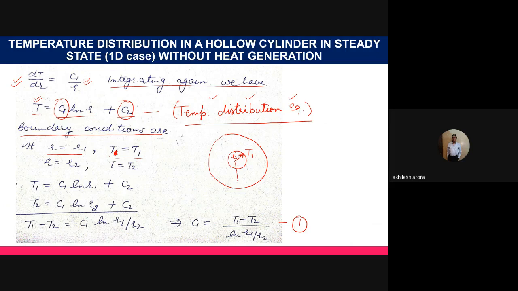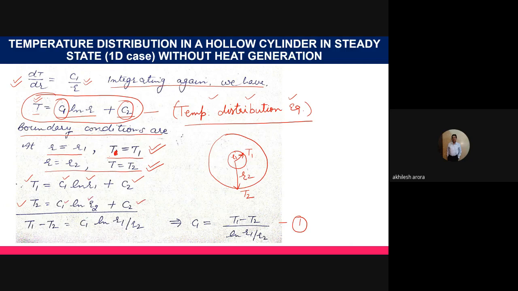And the second boundary condition is at r is equal to r2, the temperature is T2. So we can put both these boundary conditions one by one in this particular equation. For the first boundary condition, when we put it in this temperature distribution equation, we get T1 is equal to C1 log natural r1 plus C2. And when we put the second boundary condition, then we get T2 is equal to C1 log natural r2 plus C2.